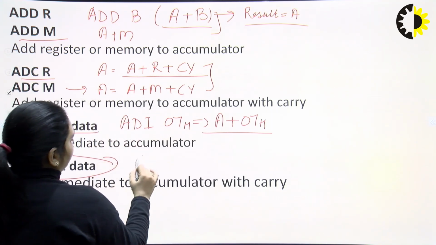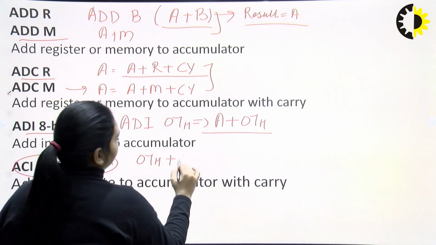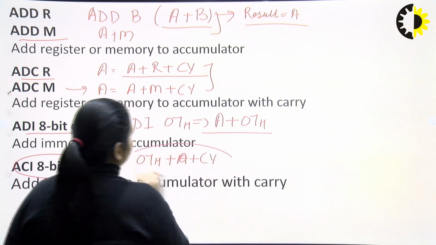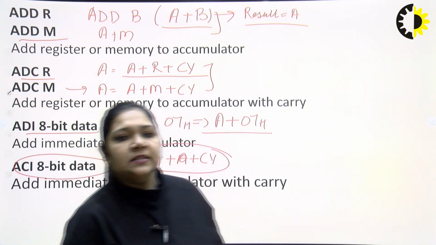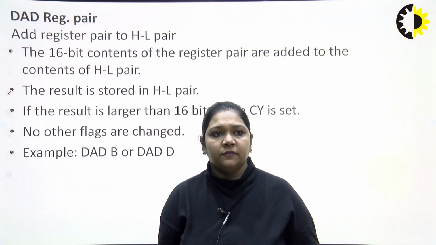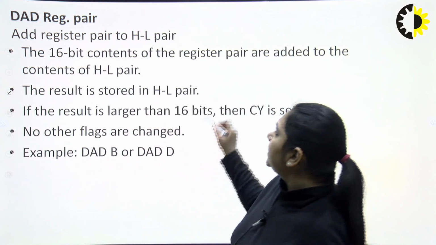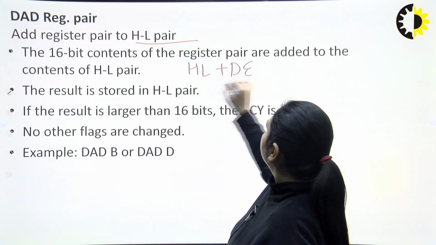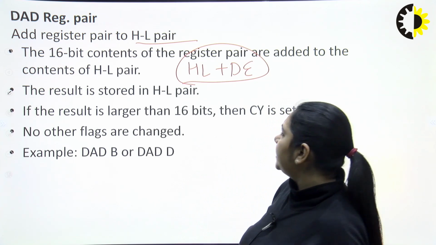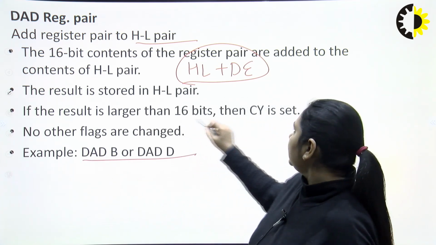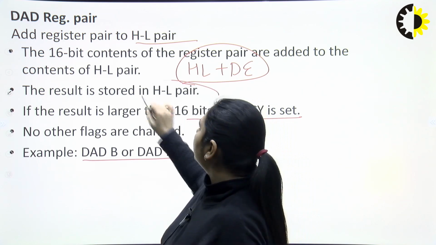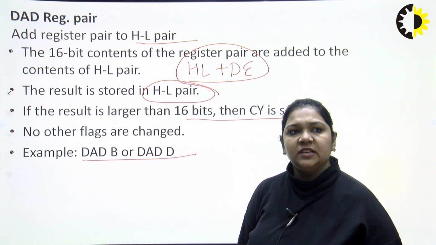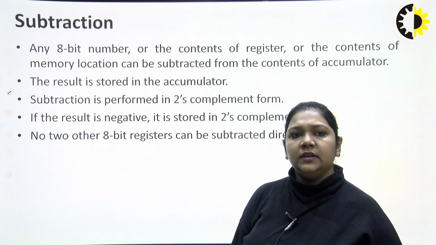ACI means data plus accumulator plus carry. These 3 things are added and the result is stored in the accumulator itself. Next is DAD. Here the HL pair is added with the DE register pair, and the result will be stored in the HL pair only, and this is fixed for only the DE register pair. The 16-bit contents here will be added to the DE register pair.